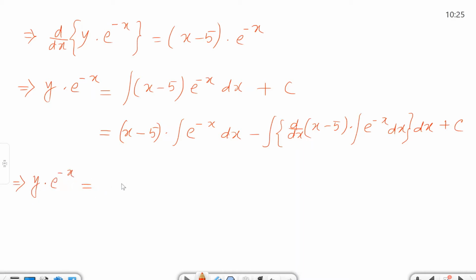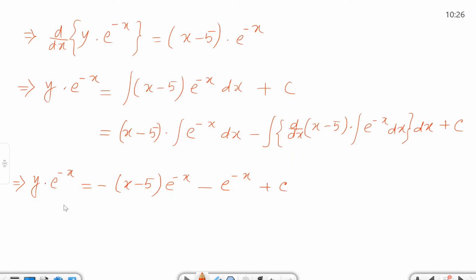The left hand side is already the same: y into e to the power minus x is equal to, the integral of e to the power minus x is minus e to the power minus x, so finally we will get minus (x minus 5) into e to the power minus x, then minus the integral of d/dx of this, which is 1 minus 0, this is 1, and the integral of e to the power minus x is again minus e to the power minus x. So I can write directly e to the power minus x plus constant c.